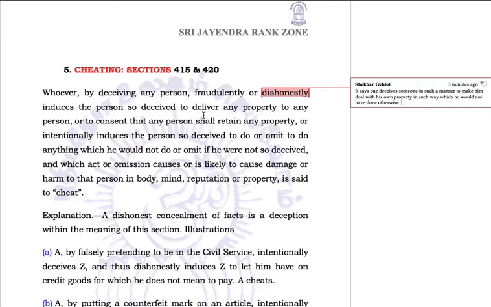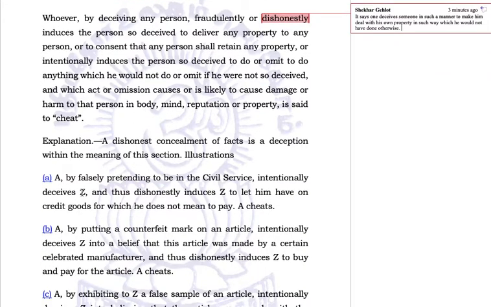Now let us do some examples and we will understand cheating in a wholesome manner. A, by falsely pretending to be in the civil service, intentionally deceives Z and thus dishonestly induces Z to let him have on credit goods for which he does not mean to pay.